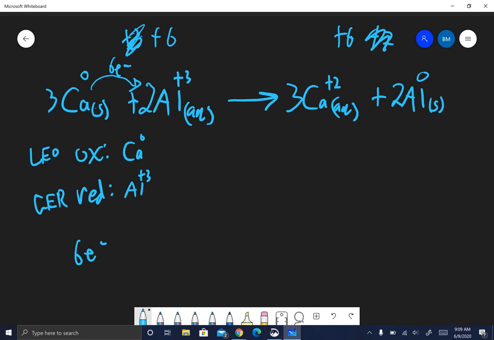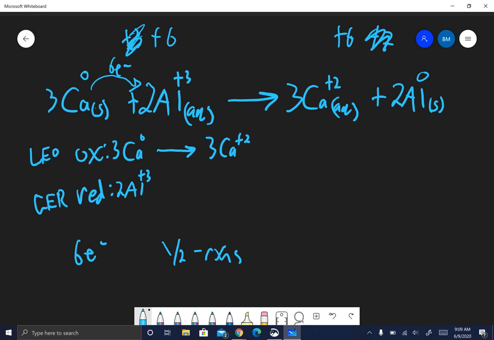Okay, now I'm going to show you how to write a half reaction. All right, so I need to keep my 3. I need to keep my 2. All right, so what is a half reaction? Half reactions is where half of this reaction is oxidation, half of this reaction is reduction. So I'm going to show that. So 3Ca0 yields 3Ca plus 2. Nothing new here. I just take this and write it here. I take this and write it here.